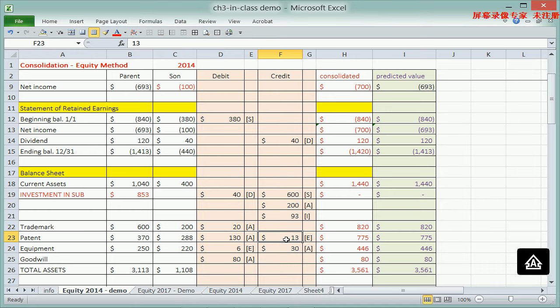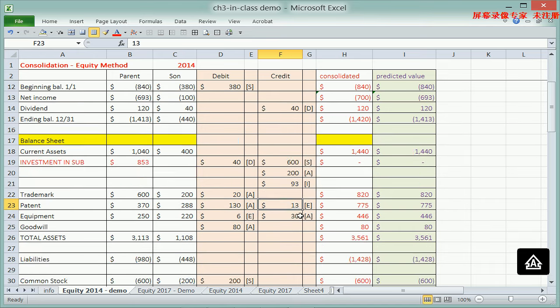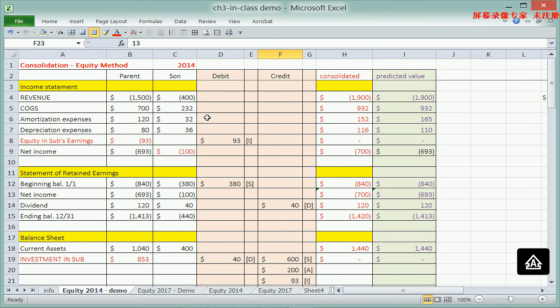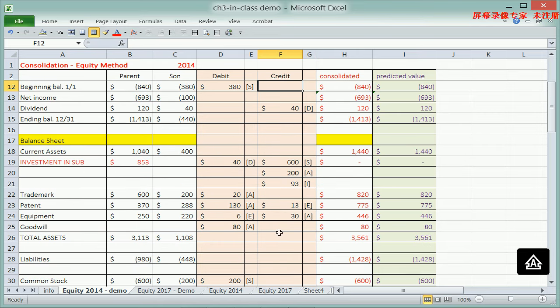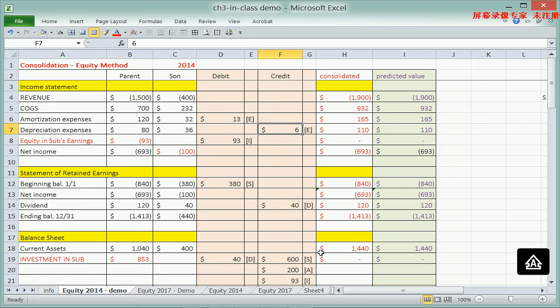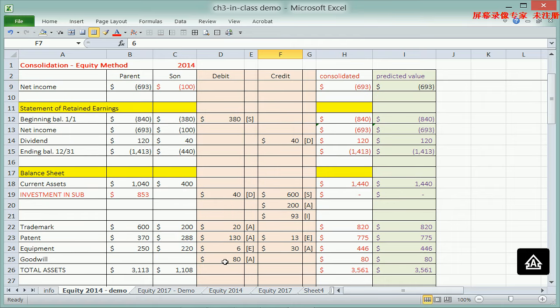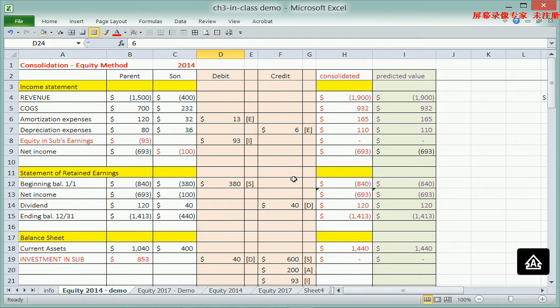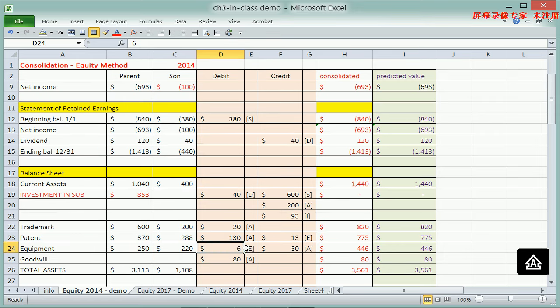So the 7 comes from the patent, should be the 13 comes from the patent, should be the amortization, and the 6 would be decreasing the depreciation for the equipment. So we debit the equipment, credit the depreciation. You need to spend some time to think through the logic why it's a different direction. Although mechanically we know it's different from the undervalued assets, but you need to spend some time to think about it.